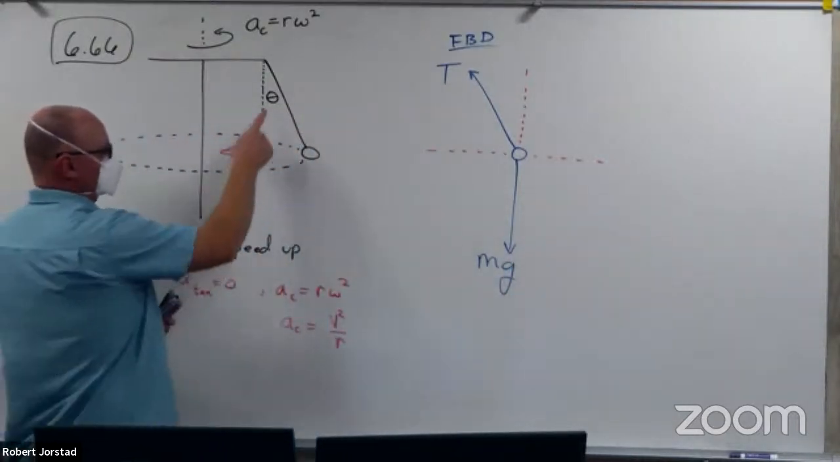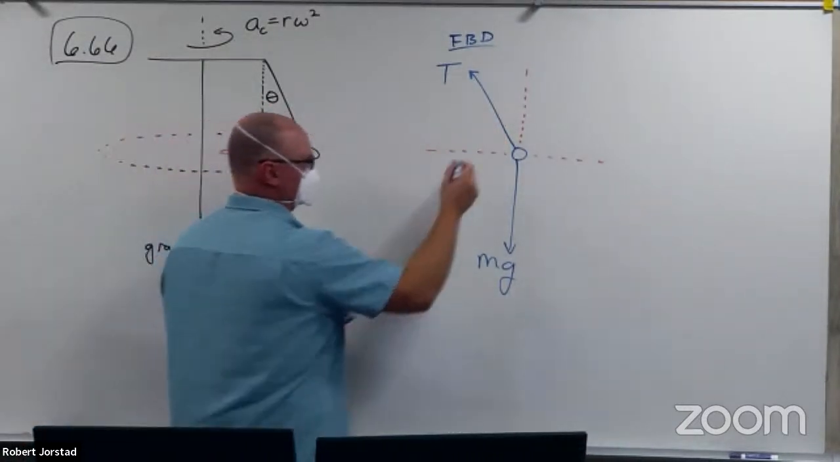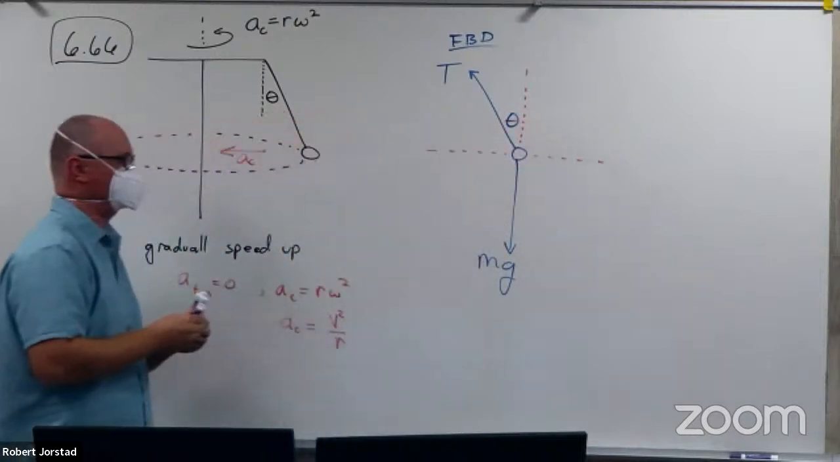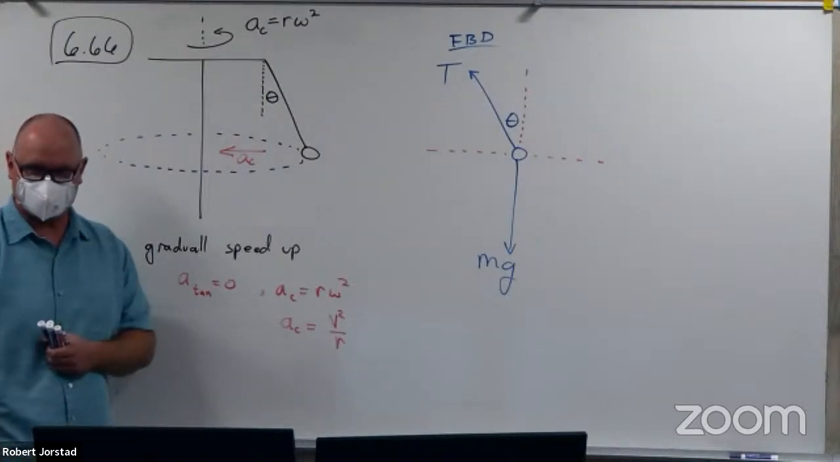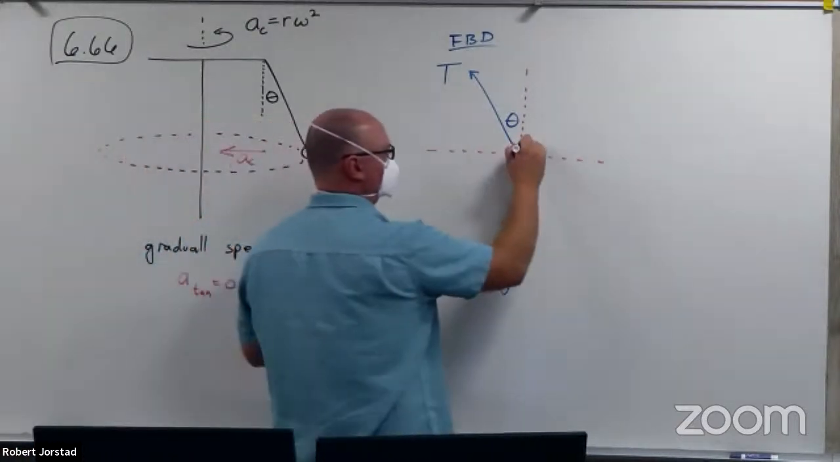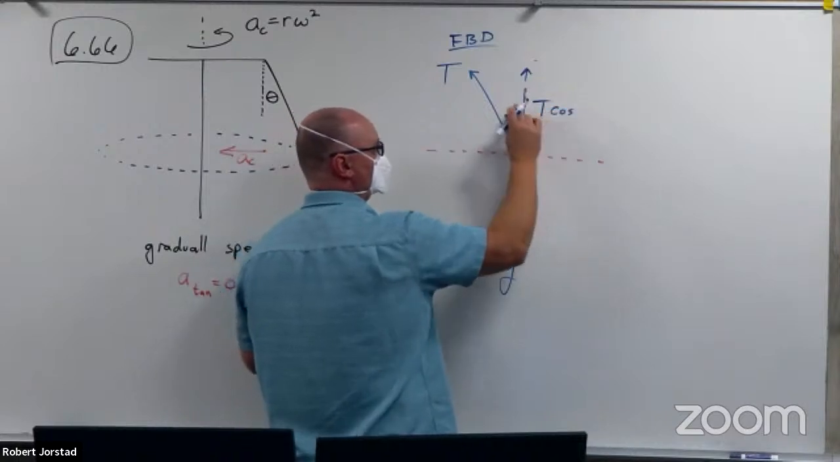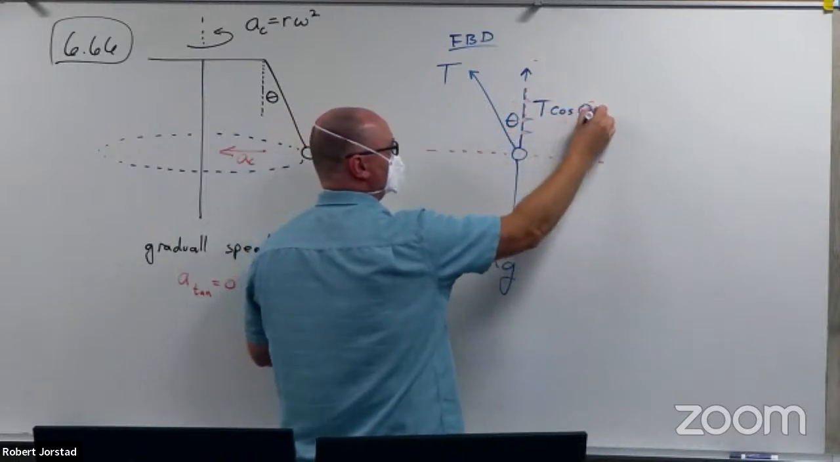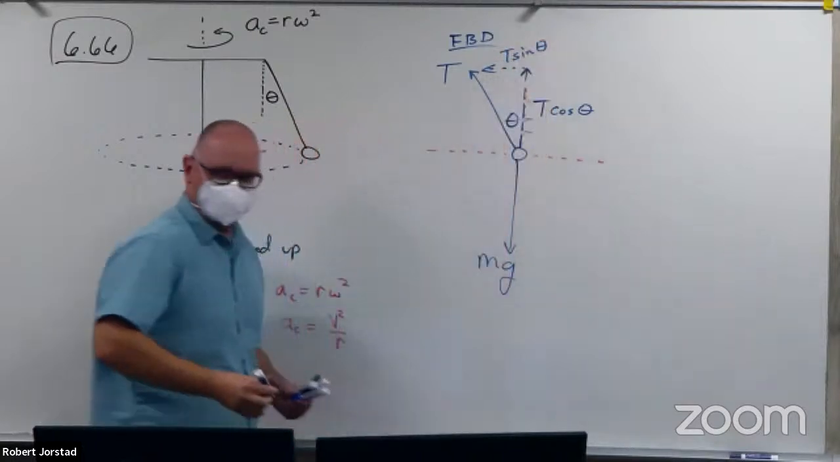Well, if this angle's theta, what's this angle? Theta. Skinny triangle trick. Don't draw 45s. Okay. At this point, do you agree you could write some free body diagrams or force equations? What's this component right here? T. Seems easy enough.